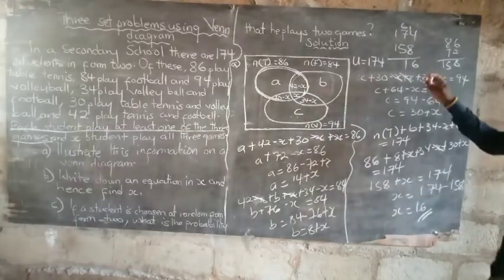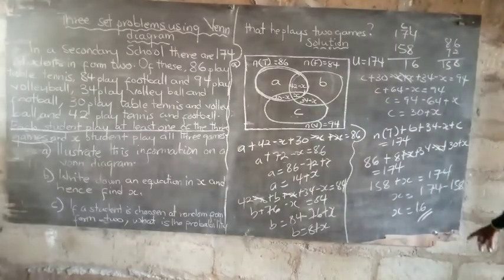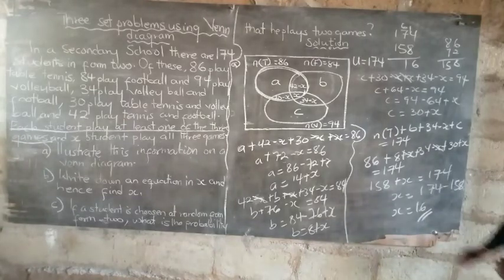Okay, so these are many things that we do. So this is how to find an equation involving x, and hence find x. So that is how you go about it.